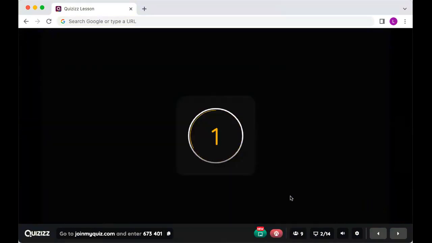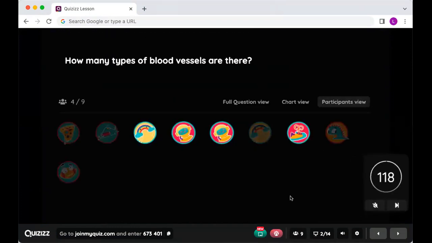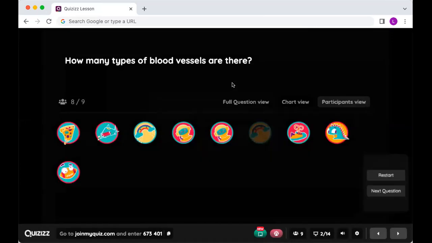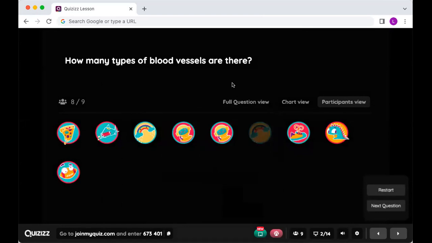In 3, 2, and 1. How many types of blood vessels are there? This is quite an easy question. We know that there are arteries, veins, and so on and so forth. So it should be easier for you guys. Okay, we have 2 more persons yet. Okay, so let's end the question now. All done. So let's see how much you got.